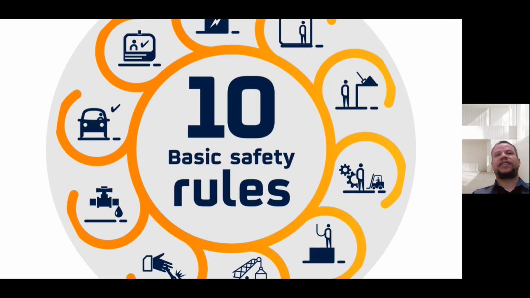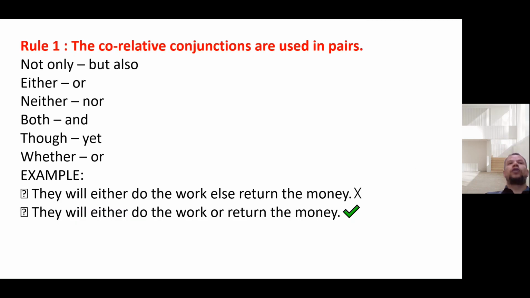Let's go to 10 basic safety rules. You have 10 rules. You have to follow them, take care of them, to be accurate and to have effective understanding of conjunctions in general, about the 3 types: coordinating conjunctions, subordinating conjunctions, or correlative conjunctions. What is rule 1? What are the rules? 10 rules. Let's see rule 1. Rule 1, the correlative conjunctions are used in pairs.